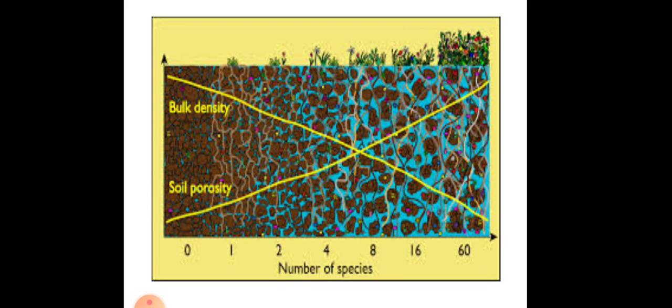So this graph, or diagrammatic representation, shows the relation between bulk density and pore density. If the porosity is higher, then bulk density is lower. If the bulk density is higher, then soil porosity is lower. So they are inversely proportional to each other. If the soil has high bulk density, then that soil has minimum soil porosity, and if the soil porosity is higher, then bulk density is lower.